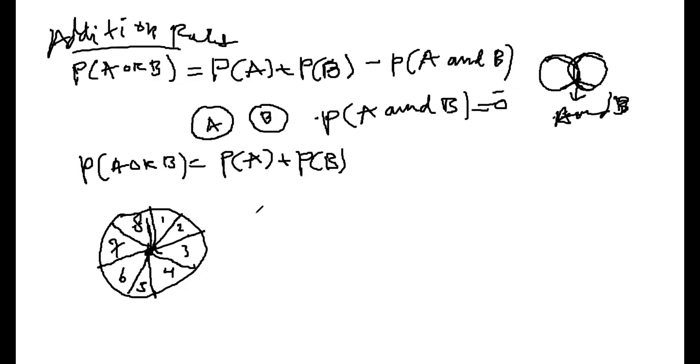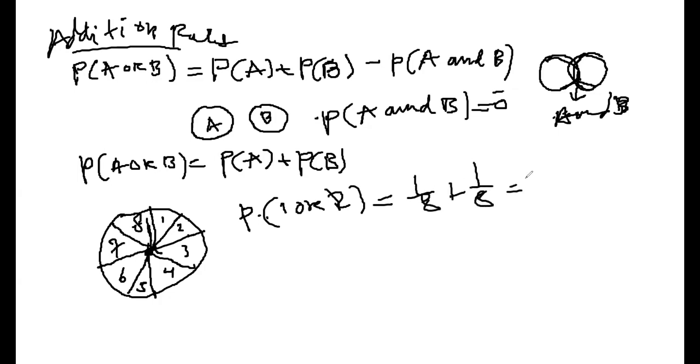So you can see here that number 1 does not depend on number 2 and so on, right? So you have to use this formula. For example, if you're looking for the probability of 1 or 2, the answer will be 1 over 8 plus 1 over 8. So you have 2 over 8. You can simplify to 1 over 4.